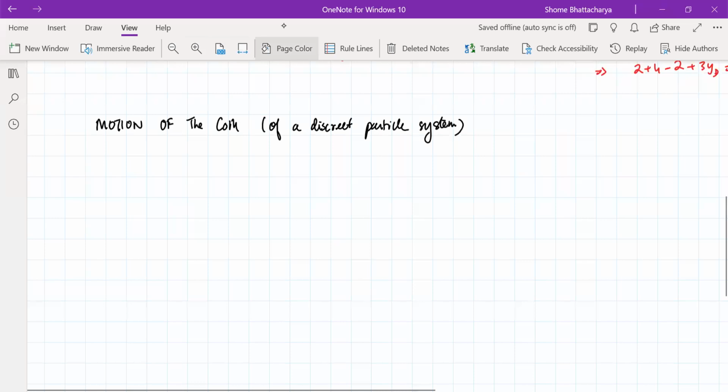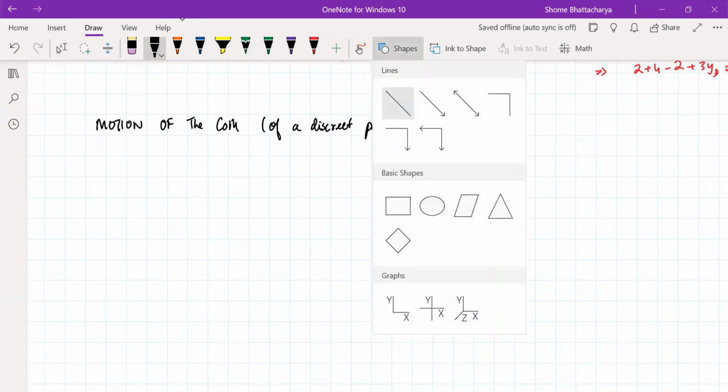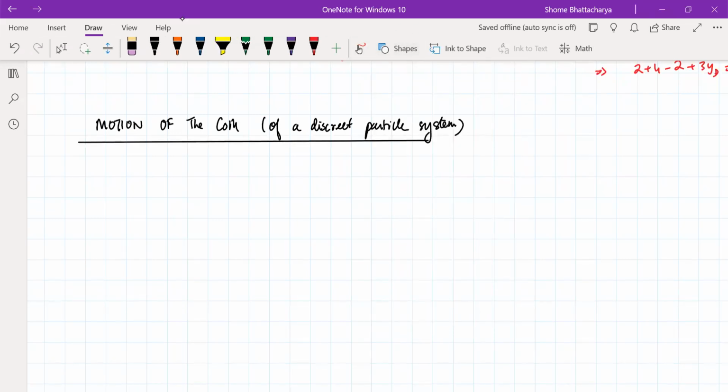If at least one of the particles in a system like this is in motion, then there is a possibility that the center of mass is also in motion. Now I'm saying possibility because there's also a possibility that the center of mass will not be in motion. So let's understand with an example.